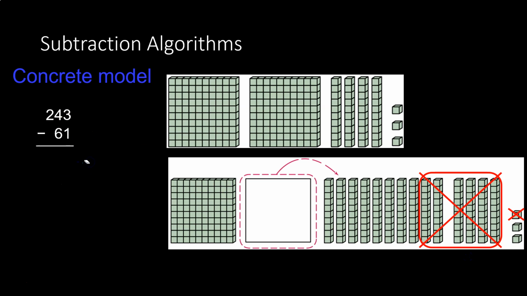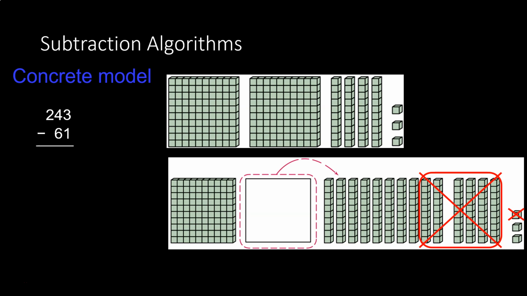Now this is the concrete model, and we're going to use this idea to help understand the other models for subtraction. And really, subtraction can be modeled using any one of the addition algorithms combined with the missing addend idea. But when it comes to the standard algorithm, we really have to understand this concept of regrouping.